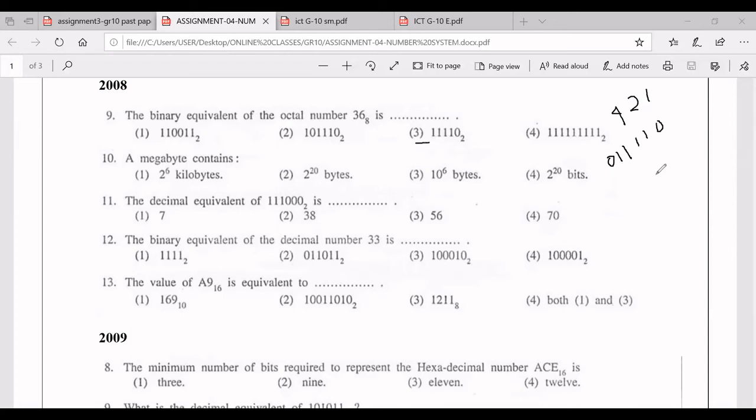Now, you can check your answer, right? That is very important. And a megabyte contains... So can you remember that relationship? That is very important, right? In this situation. Okay. Megabyte contains... So I have to get that value. Okay.